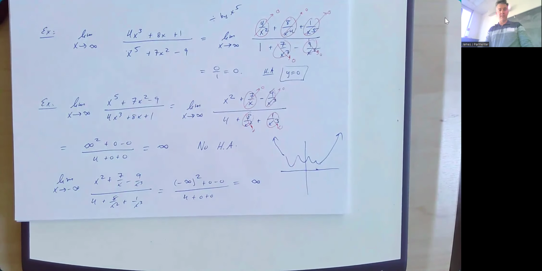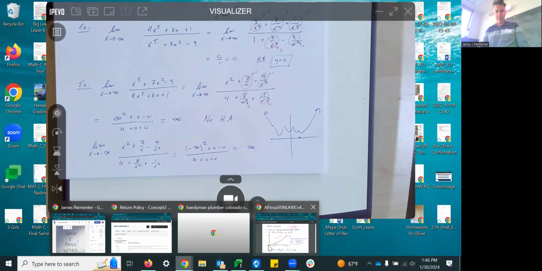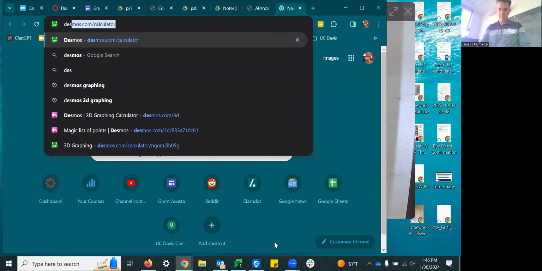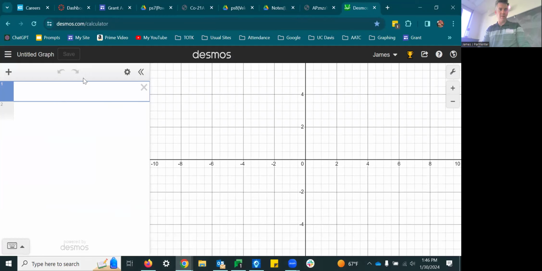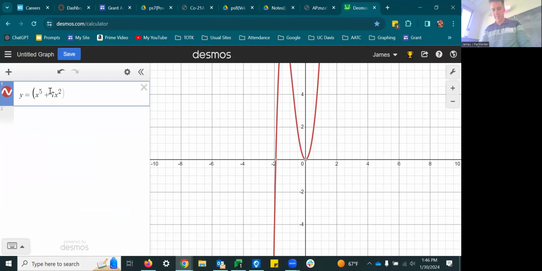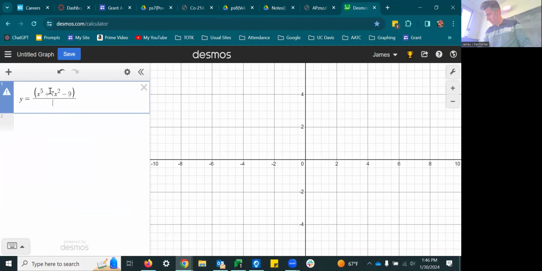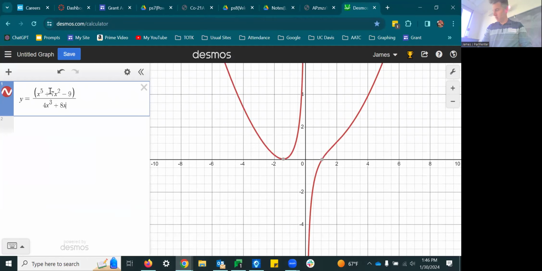We could actually take a look, though, for 1 second. We might as well use the tools we have available to us. I would encourage you all to become well-versed in using Desmos, or Desmos 3D when you get to 21C. There's some cool stuff there too. But if we actually graph this thing, which is kind of hideous, y equal to, on top, we've got x to the 5th plus 7x squared. It's going to be gross, but it'll be good. Minus 9, divided by 4x cubed plus 8x plus 1.